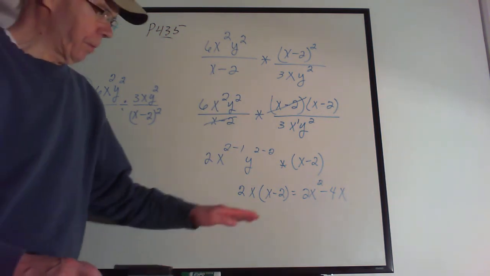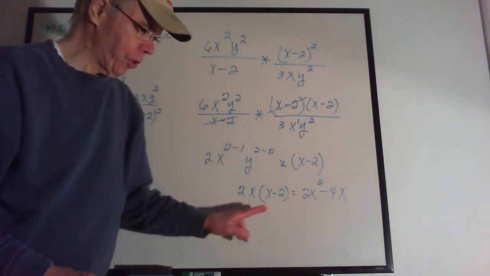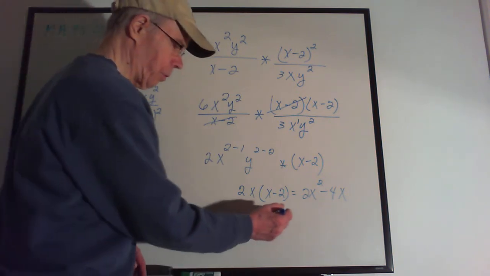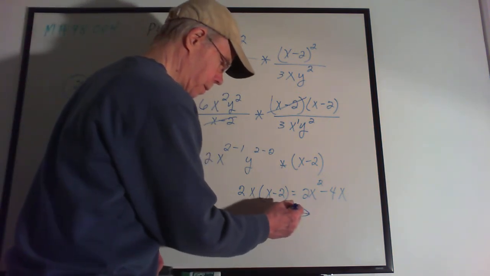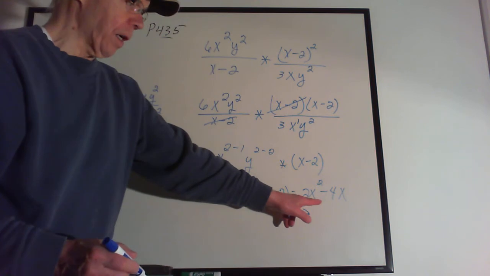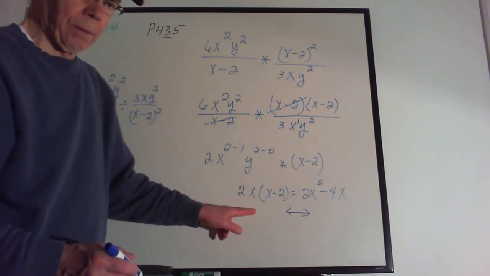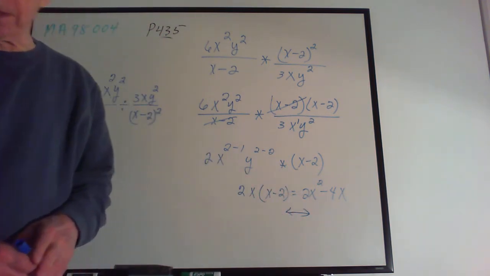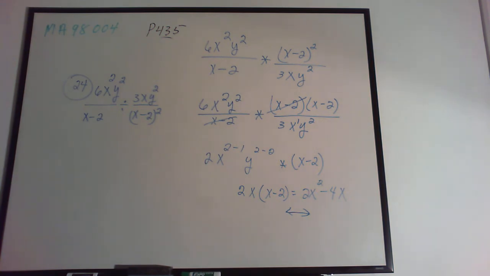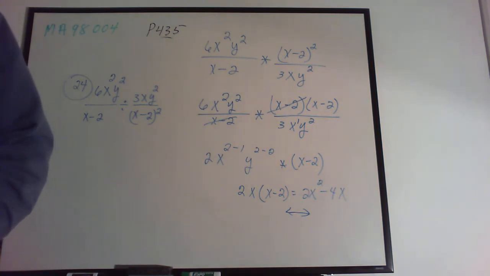And remember, if you multiply through, if you have this, you can go in this direction. So you can go, you see this on a test, you can write it this way. If you have this on a test, you can write it that way. All right, let's try problem number 26.